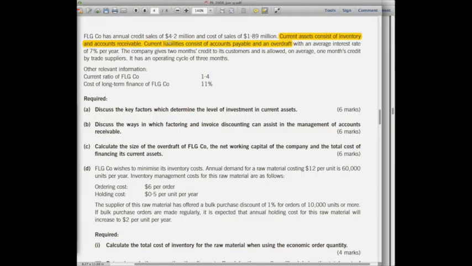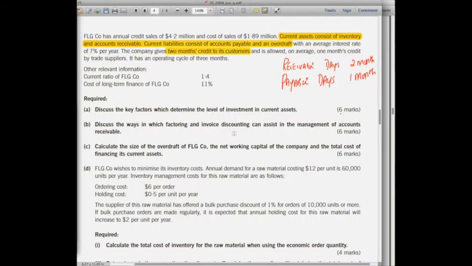The company gives 2 months credit to customers, meaning our average collection period is 2 months, and is allowed on average 1 month credit by the suppliers. So meaning the payable period is 1 month. My accounts receivable days, 2 months. So I am told the payable days, 1 month. Okay, let's carry on. It has an operating cycle of 3 months.